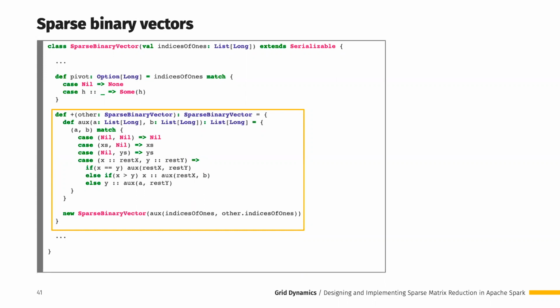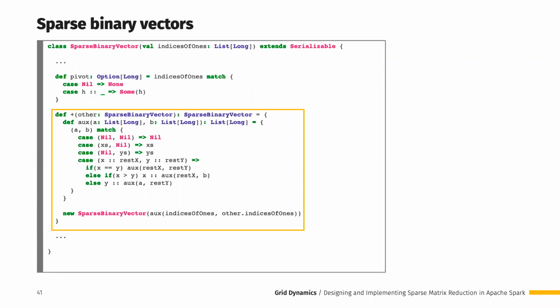So how would we approach this problem? We have some other vector, and we want to add it to this object, right? So first of all, we define this helper function that's going to be actually recursive, aux, which takes two lists of longs, which represent the indices of ones of two vectors, A and B.